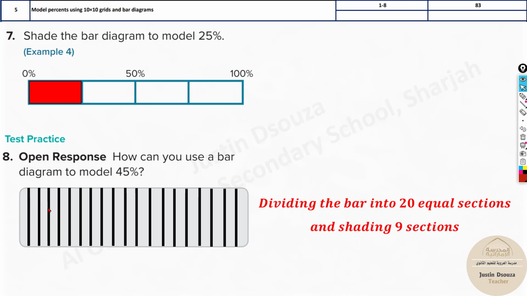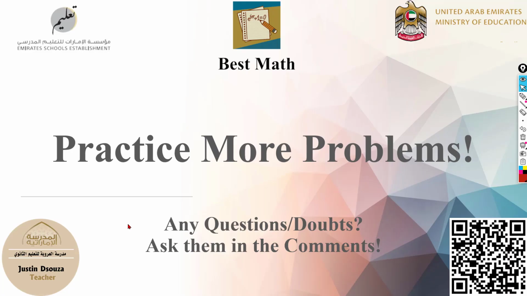If you count, this is 1, 2, 3. It'll be 5, 10, 15, 20. Ultimately, it'll be 100%. But you don't want all. You just want to shade 9. So this is 4, 5, 6, 7, 8, 9. That is the answer. This makes 45%. That's how we solve the grid problems. They are very easy problems. Please make sure you understand thoroughly and solve more problems.